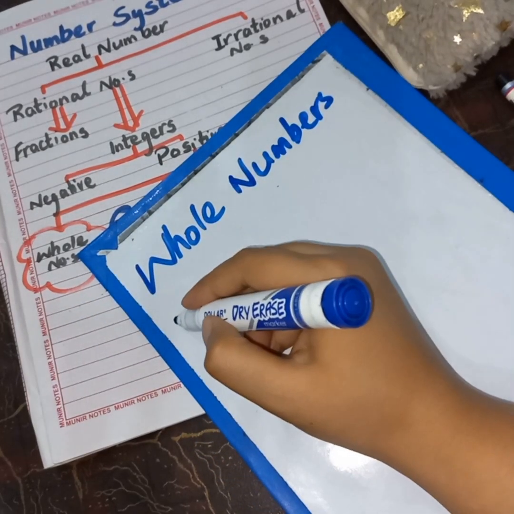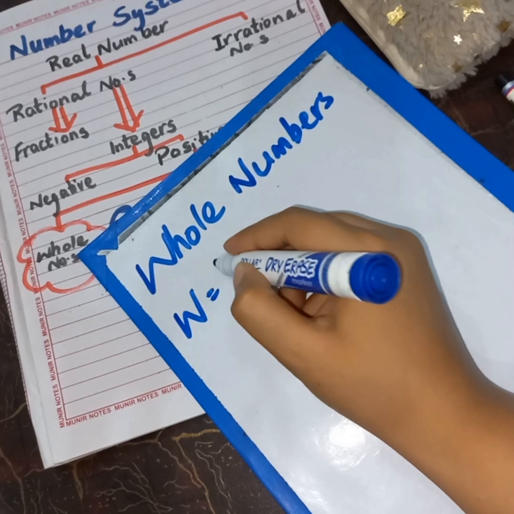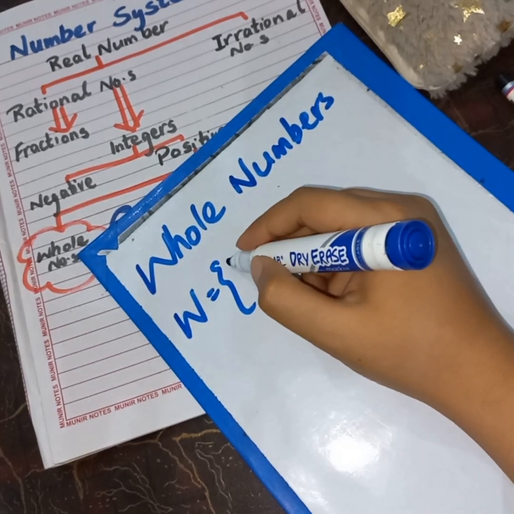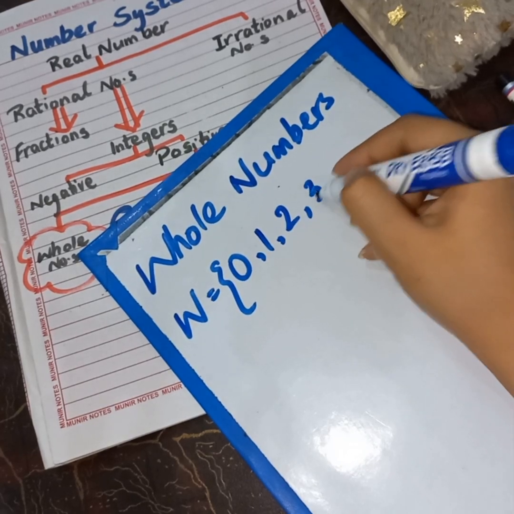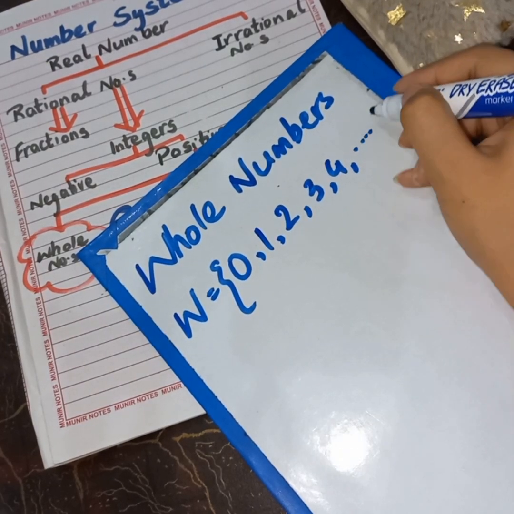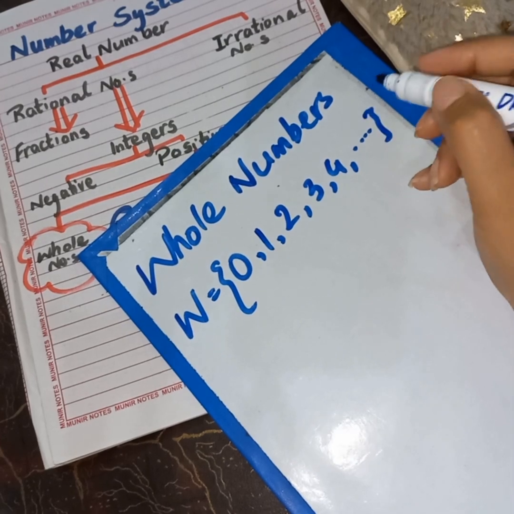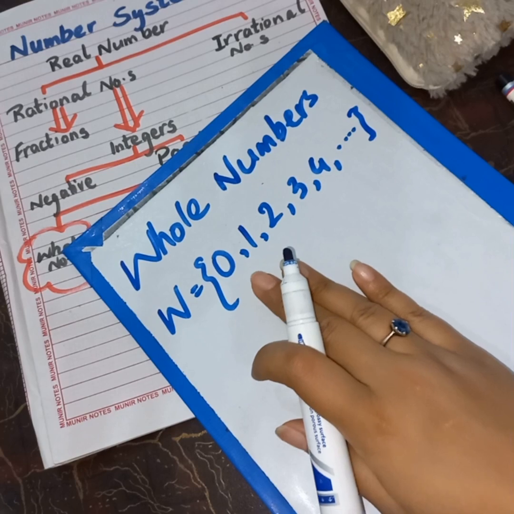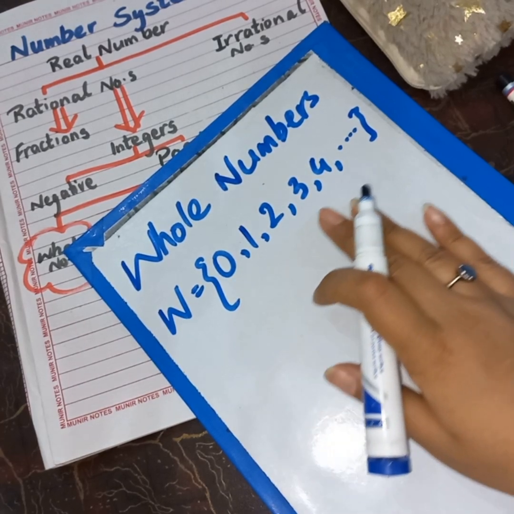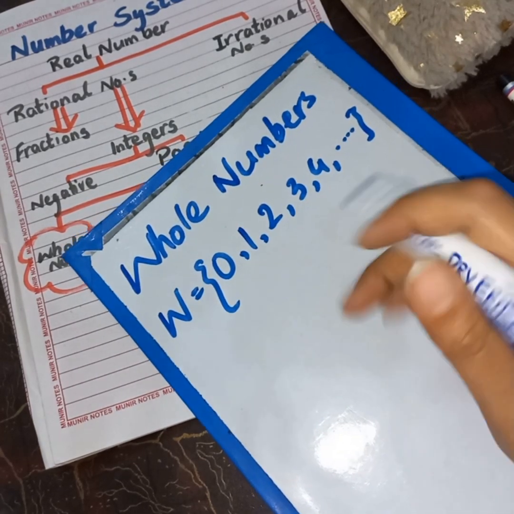The whole numbers set is represented with W, and all the numbers starting from 0 come in this set. It's 0, 1, 2, 3, 4, and so on and so forth. All those numbers which are included in counting, including 0 as well, this set we call whole numbers.